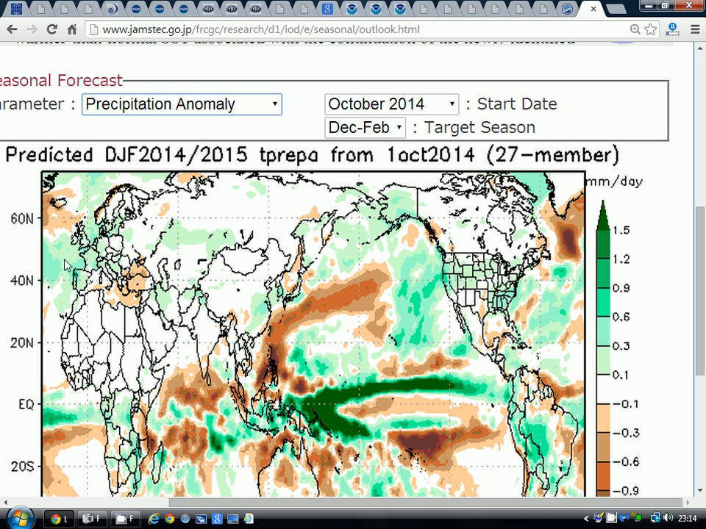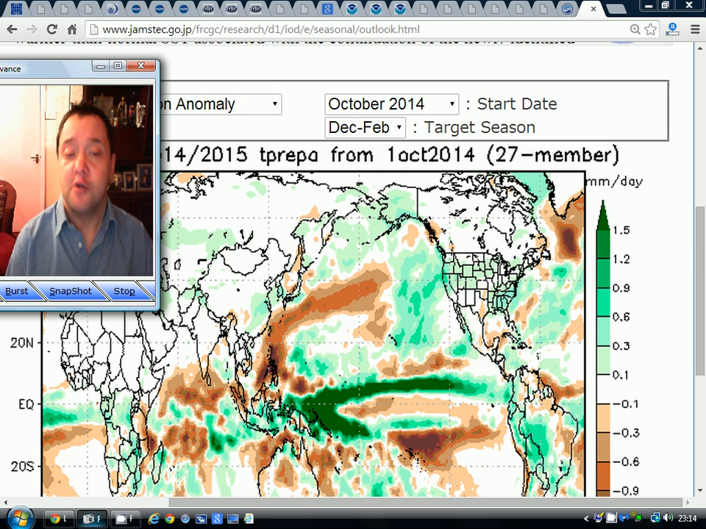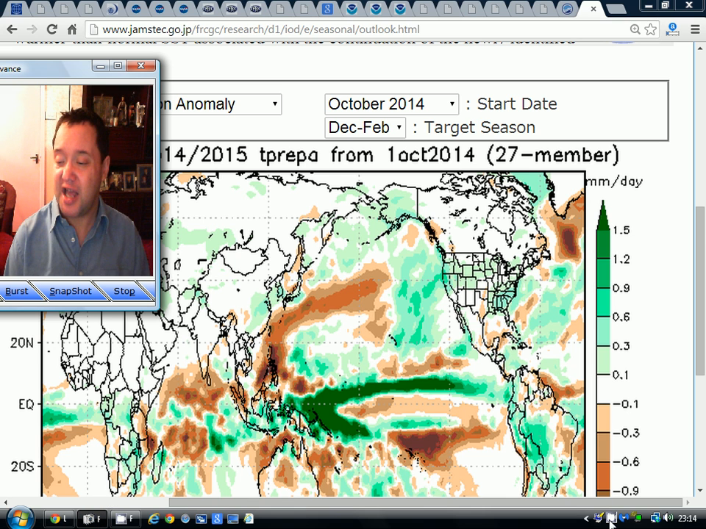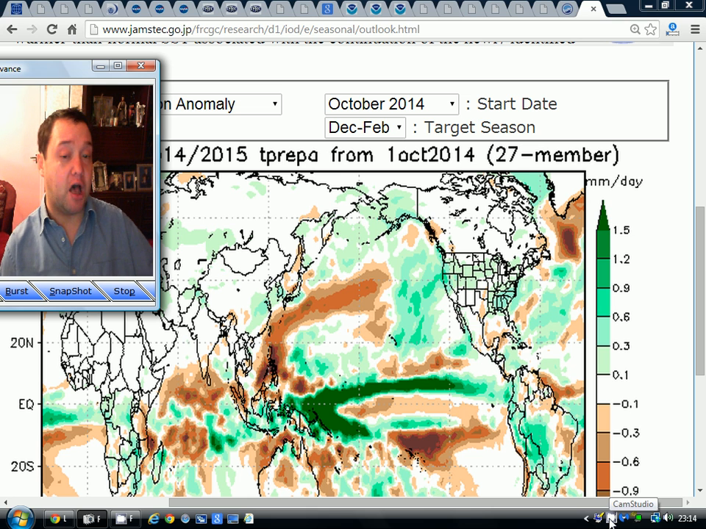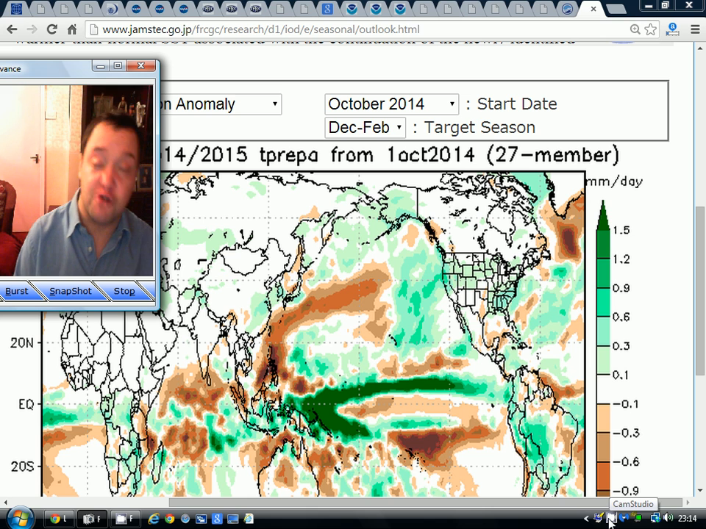But why most of Europe has turned so warm on this update, I'm not sure. I think the JAMSTEC probably has a tendency when it's at an extended range to have colder temperature anomalies than actually occur, and then as it gets closer it sort of starts moderating really. I think that's what we've seen this month.